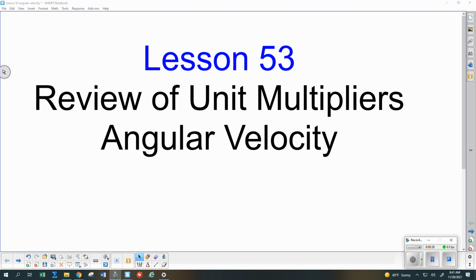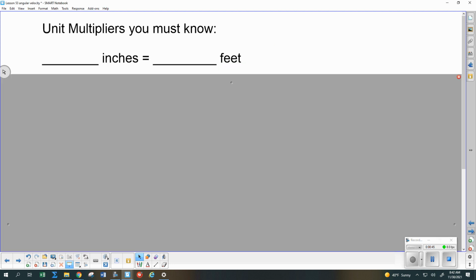Most of the time we're going to spend talking about angular velocity, which is things like RPMs, revolutions per minute. And then we will also need our unit multipliers as we do some of those. So first, let's review some of our multipliers.